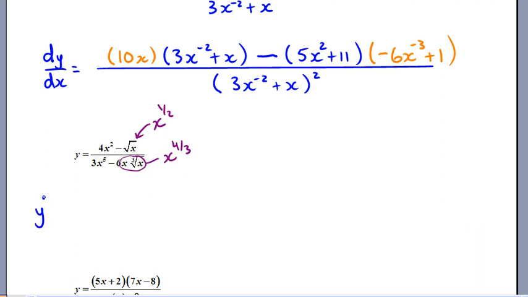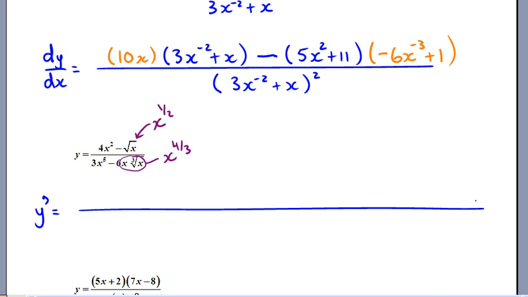y prime. We'll go with apostrophes, we'll make Newton happy. It is going to be a big fractional answer. It's going to be pretty long. Here we go. Derivative of the top. Okay, going term by term. 8 x to the 1. Then this one, this minus x to the half. Well, the half comes down, so minus a half x to the lower by 1. There, that's just the derivative of the top, based on last day's rules.